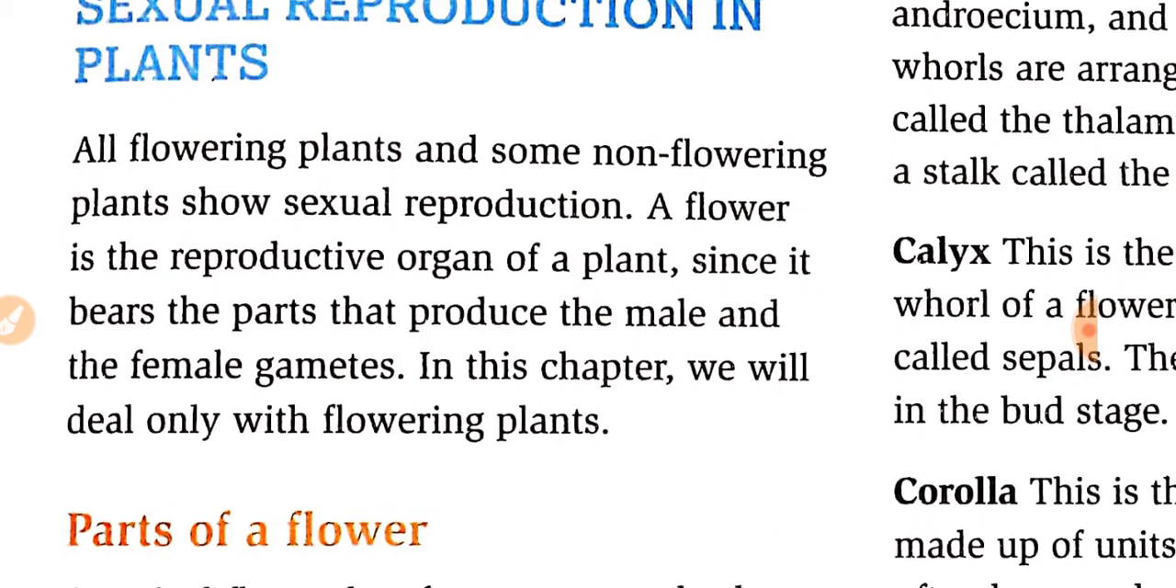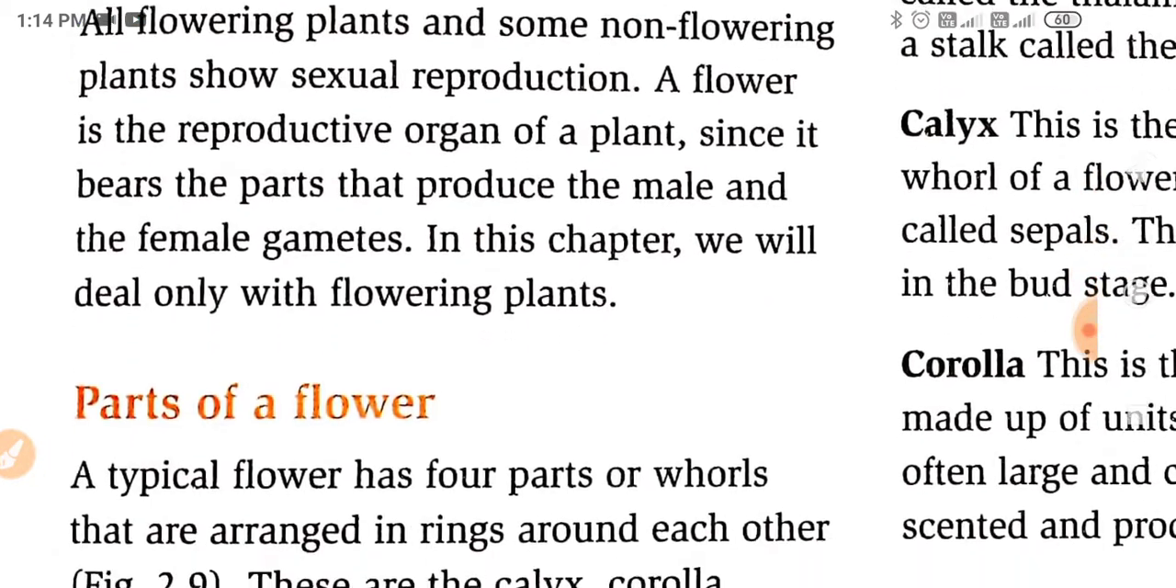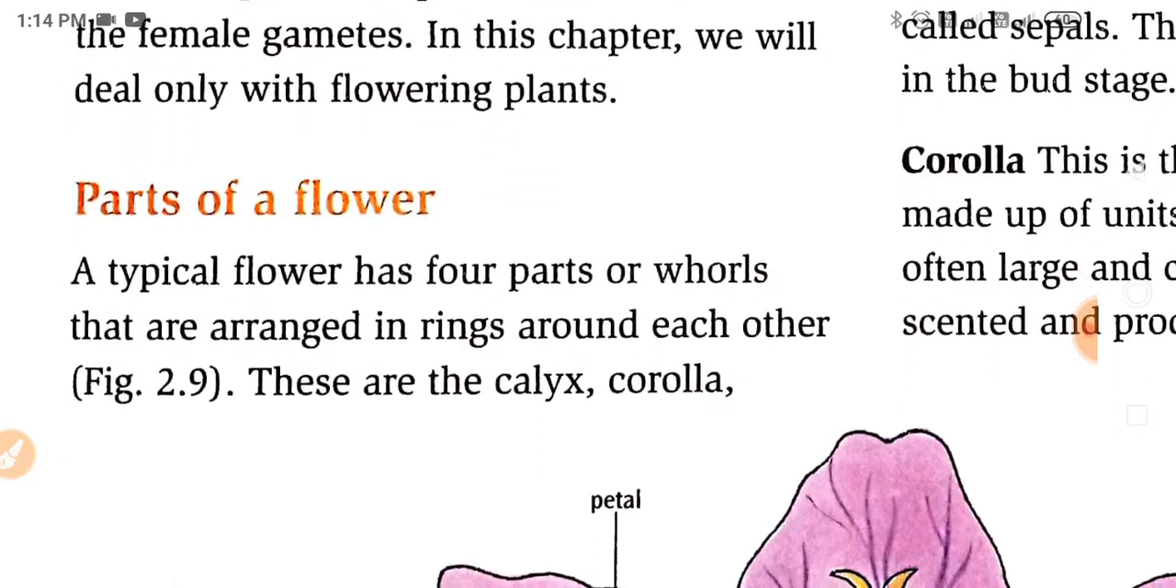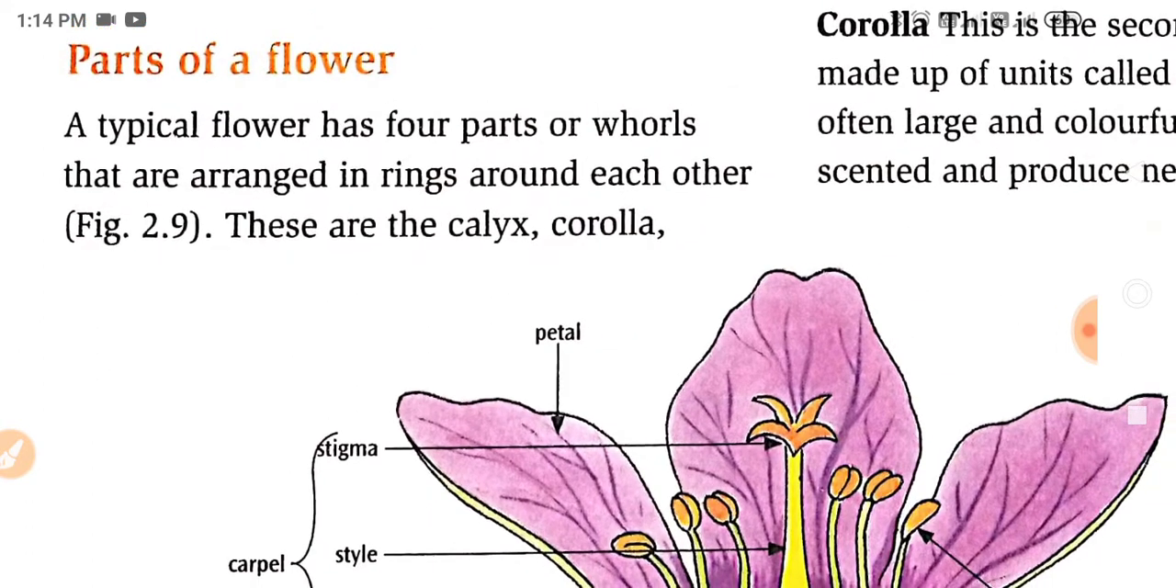A flower is the reproductive organ of a plant. So, the flower is the main reproductive organ of a plant since it bears the parts that produce the male and female gametes. In this chapter, we will deal only with flowering plants. First, we read about the parts of a flower.